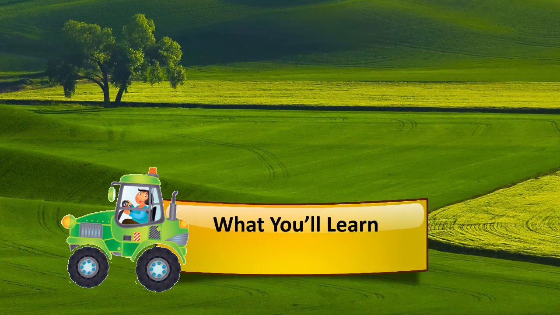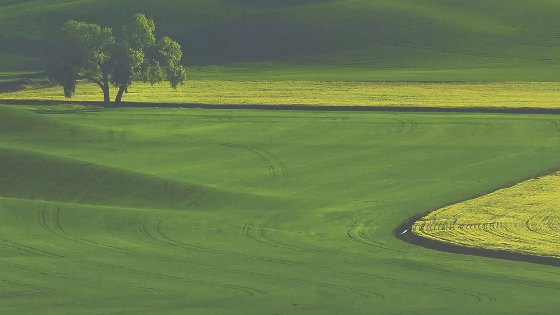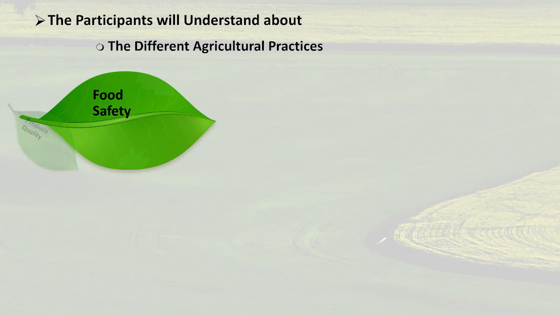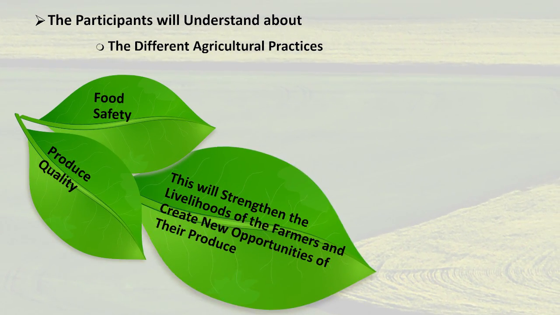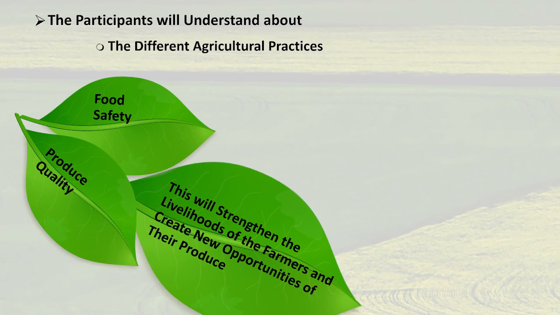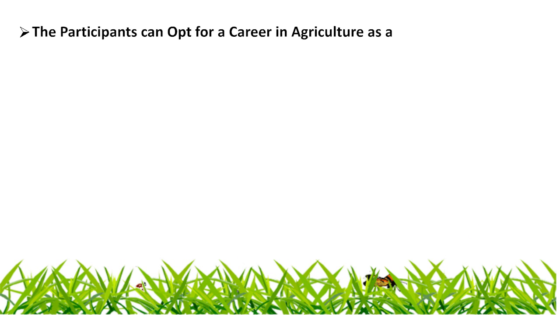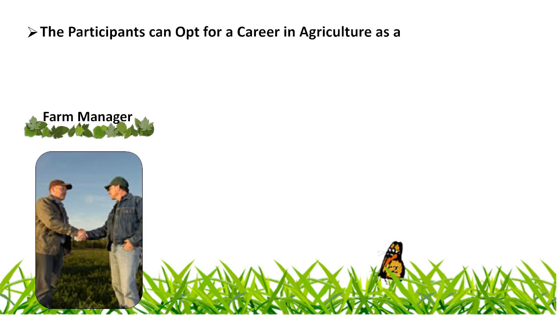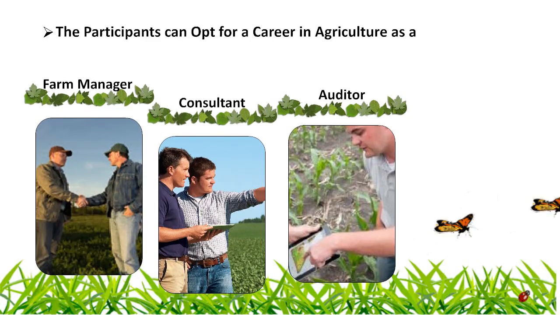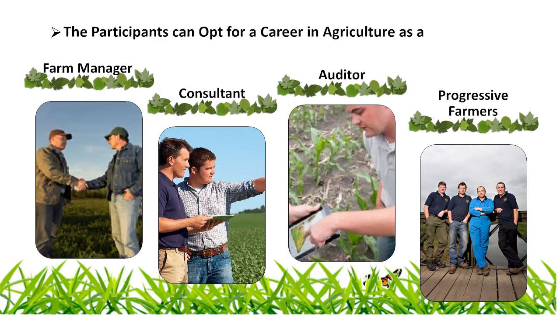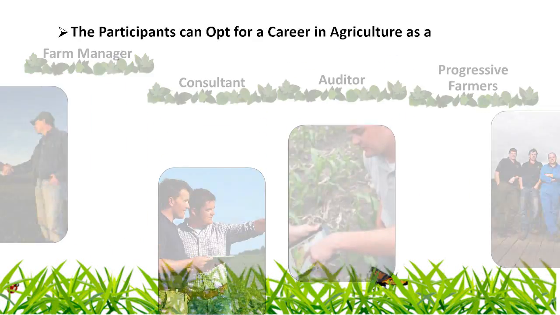Now, let us see what participants will learn from this course. After doing this course, the participants will understand the different agricultural practices with respect to food safety and produce quality. This will help strengthen the livelihoods of the farmers and create new opportunities for their produce. The participants can opt for a career in agriculture, either as a farm manager, consultant, auditor on setting up of GAP systems, or work themselves as progressive farmers in order to bring quality into their production system.